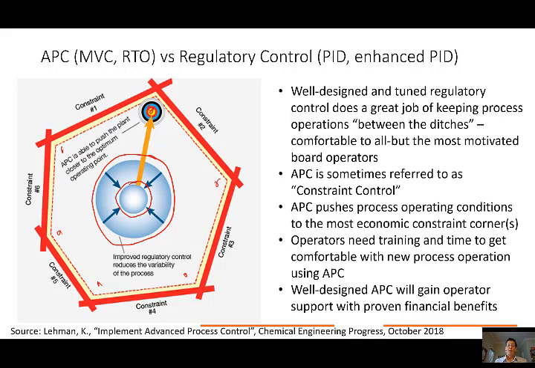Operators need training and time to get comfortable with new process operation using advanced process control. For some of the processes that involved higher pressures, higher temperatures, faster action, operators can get uncomfortable when the edge is too close. But with a well-designed advanced process controller, you'll gain operator support because of the proven financial benefits, and also sometimes it just makes their lives easier to control the plant.